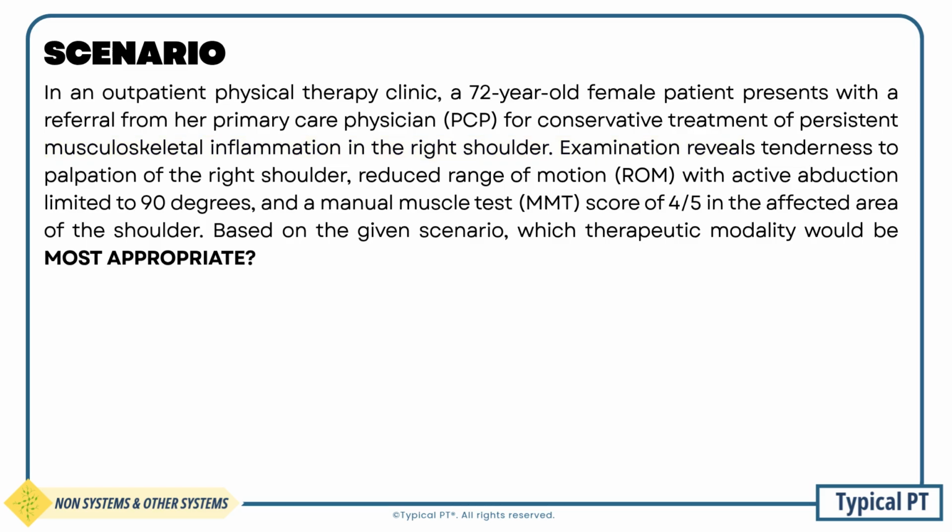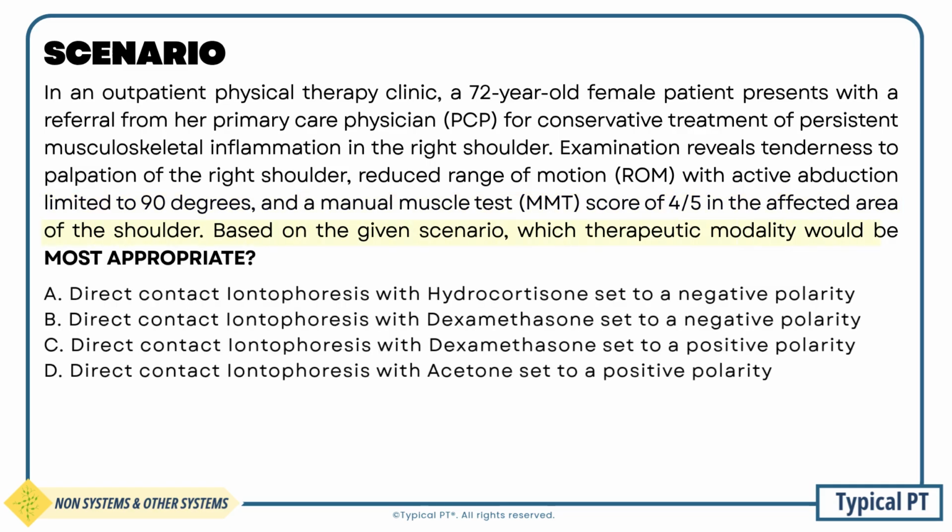Examination reveals tenderness to palpation of the right shoulder, reduced range of motion, ROM, with active abduction limited to 90 degrees, and a manual muscle test, MMT, score of 4 out of 5 in the affected area of the shoulder. Based on the given scenario, which therapeutic modality would be most appropriate?